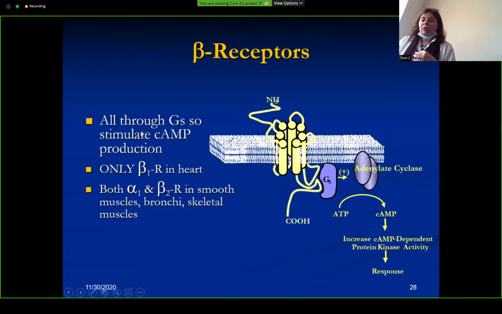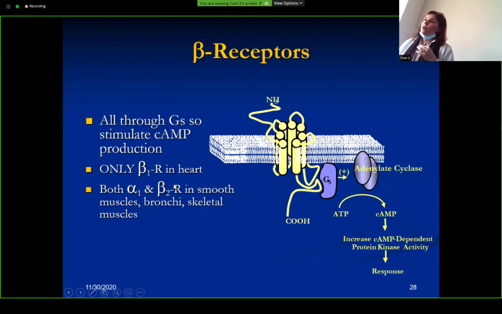Beta receptors work through G stimulatory, remember, which stimulates cyclic AMP. Only beta 1 is found in the heart, nothing else. So if we want to give something that acts on the heart, it's better to give a beta 1 selective. And we have both alpha 1 and beta 2 in smooth muscle, bronchi, and skeletal muscles, okay?